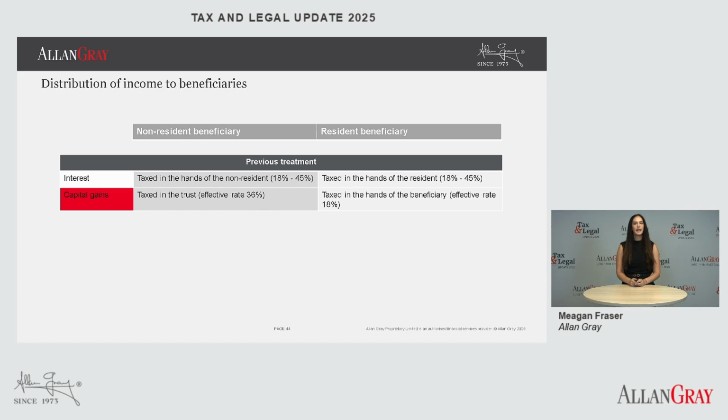In contrast, the 8th Schedule stipulated that where an asset or a capital gain was distributed to a non-resident beneficiary, it would be taxed in the hands of the trust, and therefore only distributions of this nature which were made to South African resident beneficiaries could effectively flow through the trust.